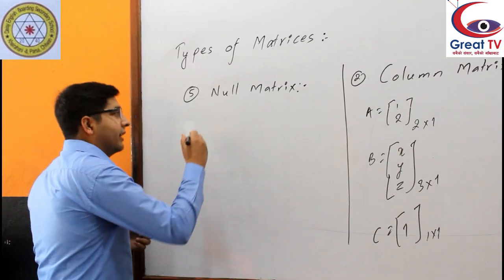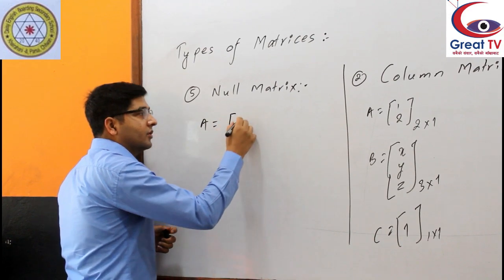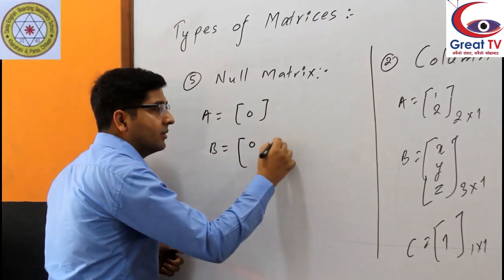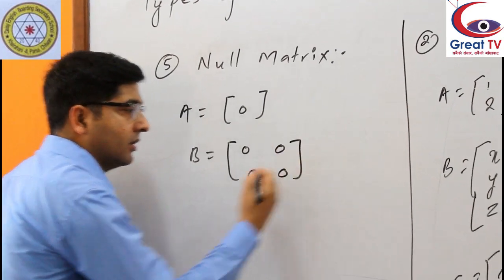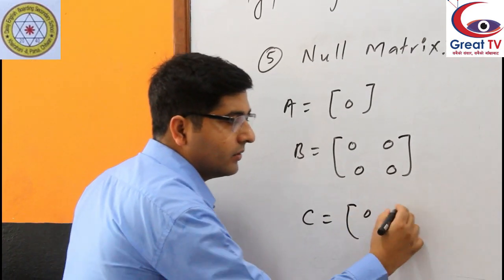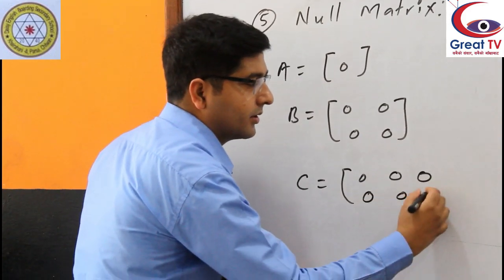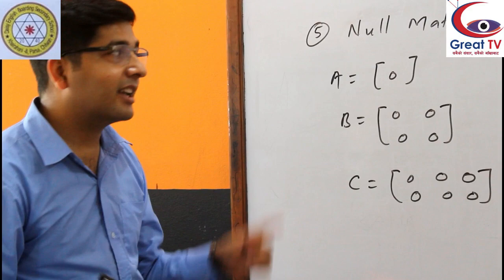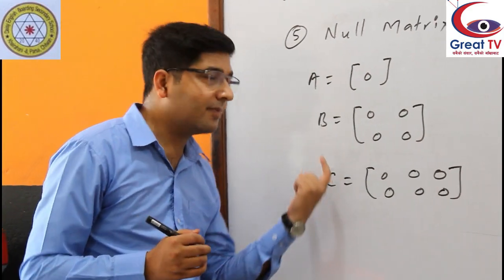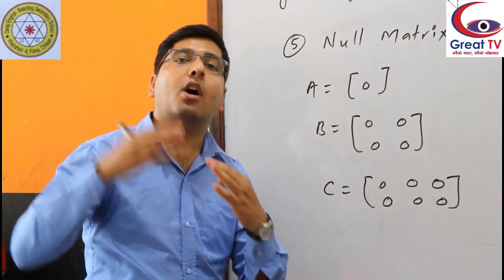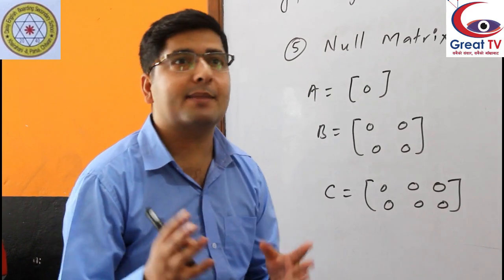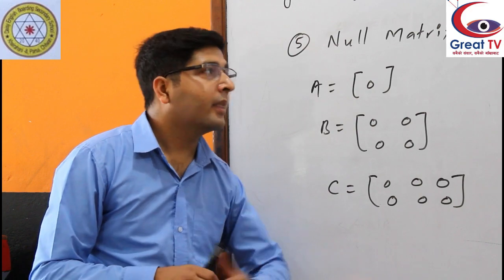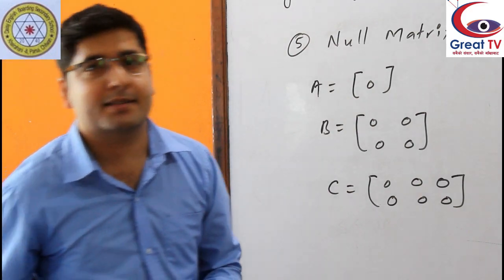Okay, A equals 0, B equals 0, 0, 0, 0, C equals 0, 0, 0, 0, 0, 0. You can see here 3 examples of null matrix. A matrix having all elements 0, that is, if all its entries are 0, then that type of matrix is said to be an empty matrix or null matrix. Okay. The next one, diagonal matrix.